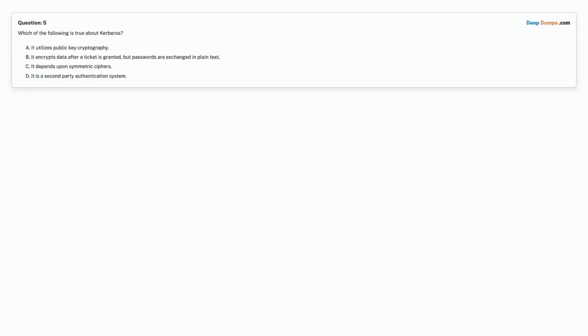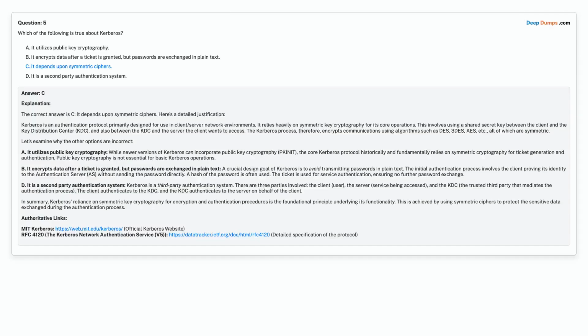Question 5. Which of the following is true about Kerberos? Option A. It utilizes public key cryptography. Option B. It encrypts data after a ticket is granted, but passwords are exchanged in plain text. Option C. It depends upon symmetric ciphers. Option D. It is a second-party authentication system. Choose the correct answer. Correct answer is Option C. It depends upon symmetric ciphers.